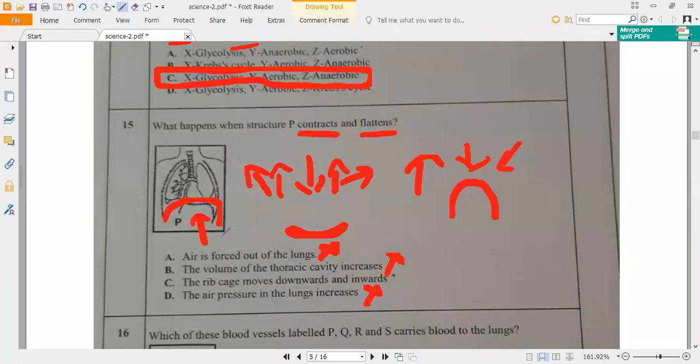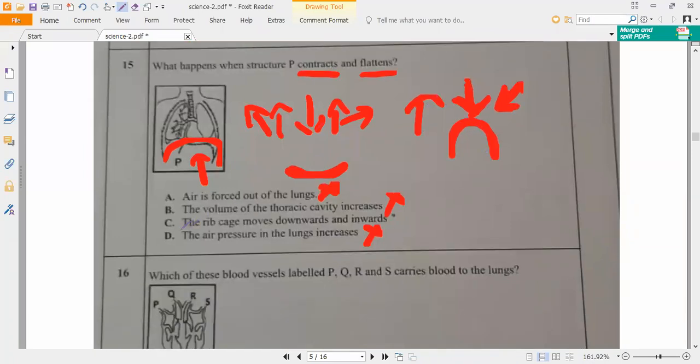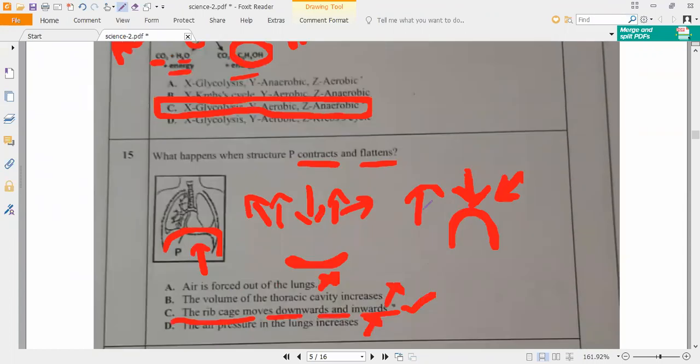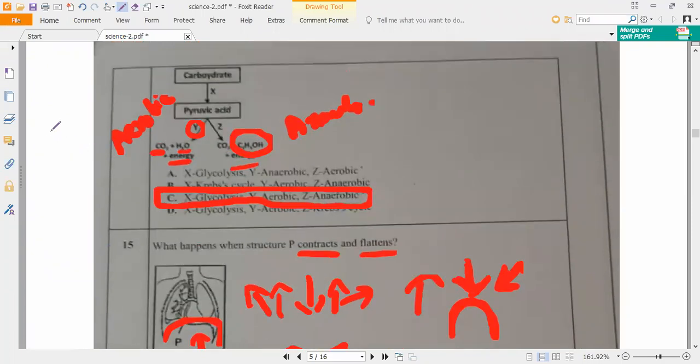Understanding? Because it is breathing out. So breathing out means what will happen? The diaphragm will move upwards and the rib cage will move inwards and downwards. Yes or no? So what is the correct answer? The rib cage moves downwards and inwards. Please verify that. Are you clear now?